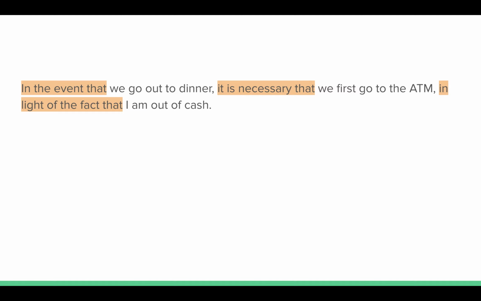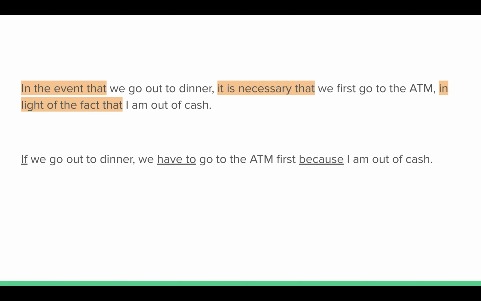Okay. So what would in the event that become? This one is in your list. Yeah, this would become if. Okay, so if we go out to dinner, it is necessary that. This is like it is crucial that. The same thing. Yeah. Must or should. Okay. And lastly, in light of the fact that. This one technically isn't in your list, but it's the exact same thing as the very first one. It's due to the fact that. So it's the same thing. Okay. So this is how we should be writing this sentence. If we go out to dinner, we have to go to the ATM first because I am out of cash.